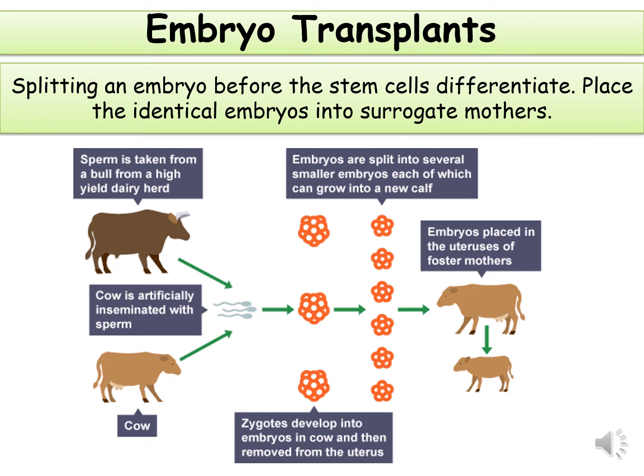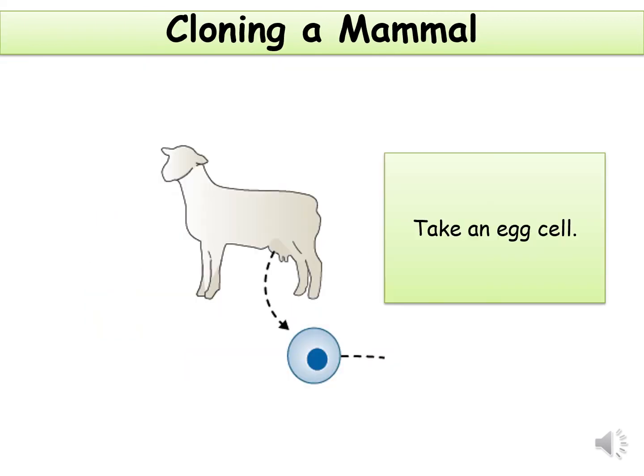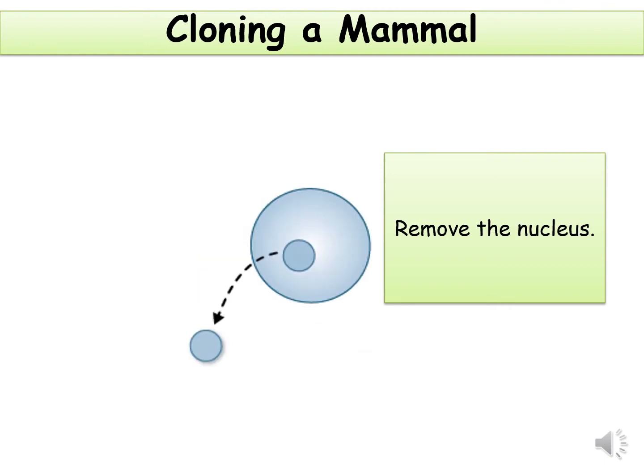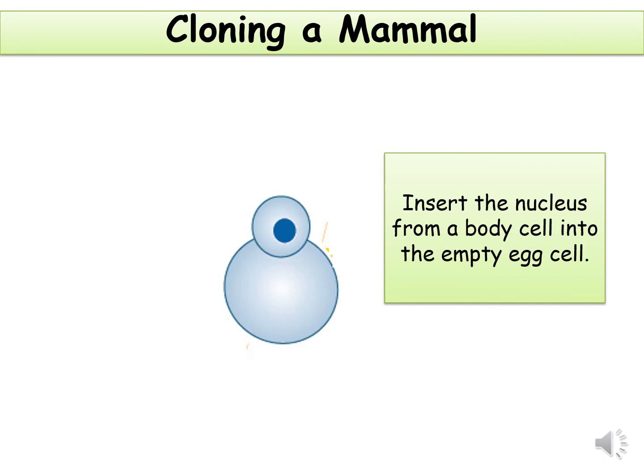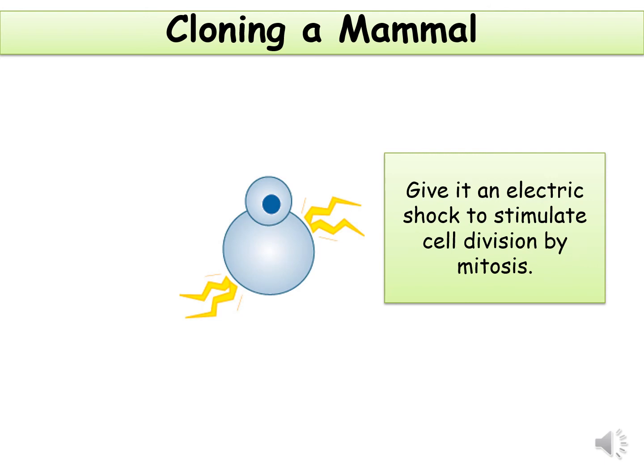Moving on to embryo transplants. This involves splitting an embryo before the stem cells differentiate. You place the identical embryos into surrogate mothers. Here's an example of what this may look like. Let's break this down. First of all, to clone a mammal, you take an egg cell. You remove the nucleus and insert the nucleus from a body cell into an empty egg cell. You give it an electric shock to stimulate cell division by mitosis.